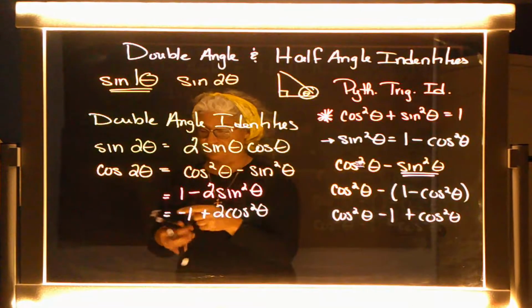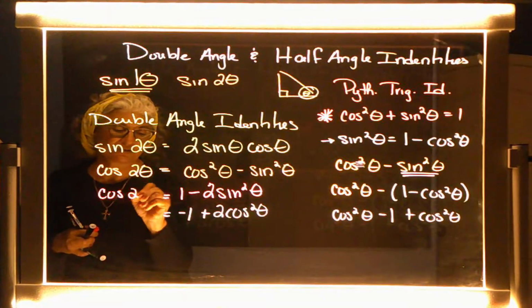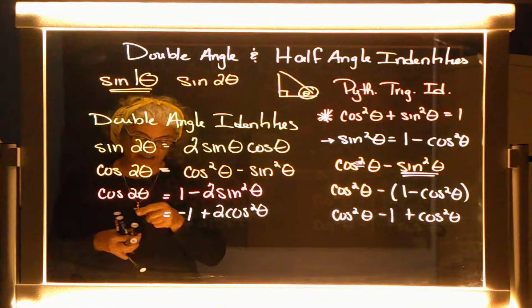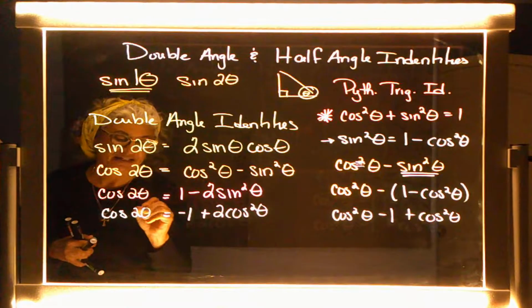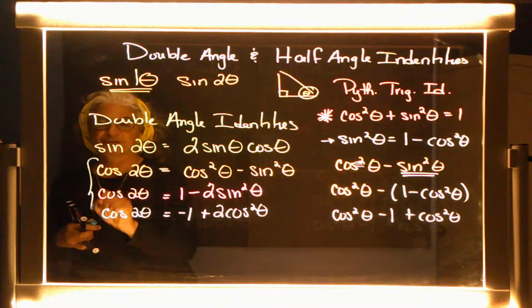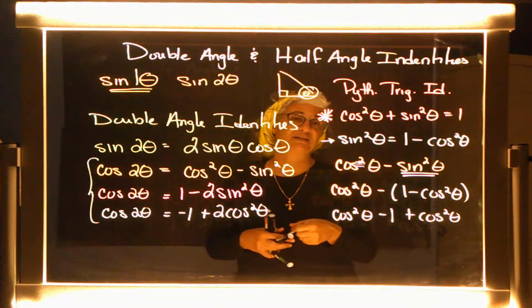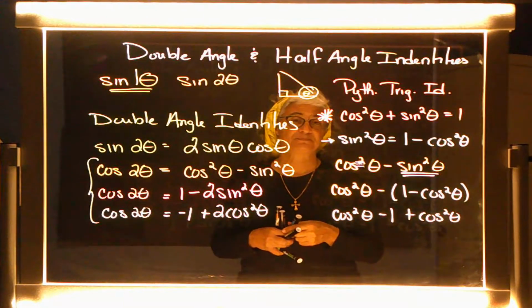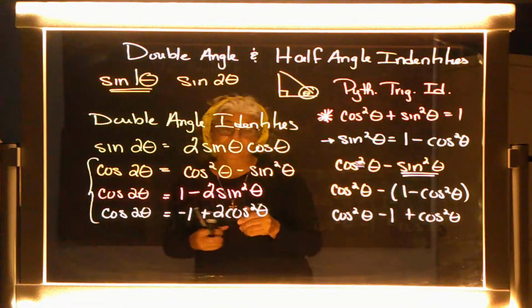cosine of 2 theta. And some of you may literally want to write cosine of 2 theta on each of these lines, so you're like, oh yeah, that's what these identities represent. So we've got 3 ways of reducing the cosine of 2 theta. Cool? Okay, tangent. Gotta get tangent in there. You know that as well as I do.